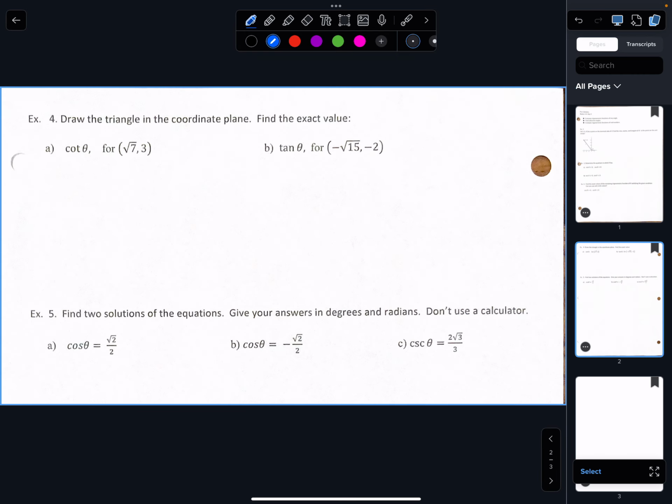Okay, so page 2, backside. Draw the triangle in the coordinate plane and find the exact value. So they're giving you an ordered pair. And in this first one, it's positive, positive. That tells you what quadrant you should draw your angle in. And it means you've got a quadrant 1 angle.